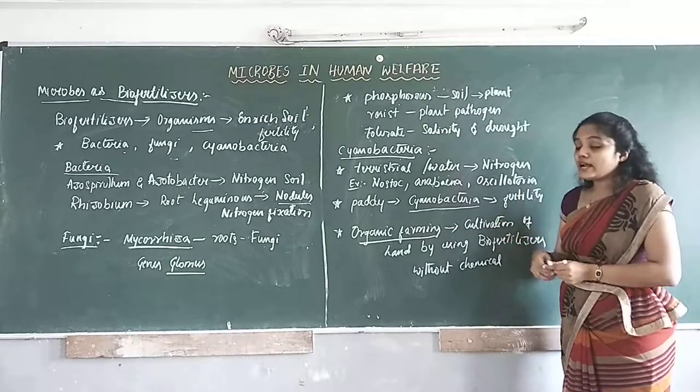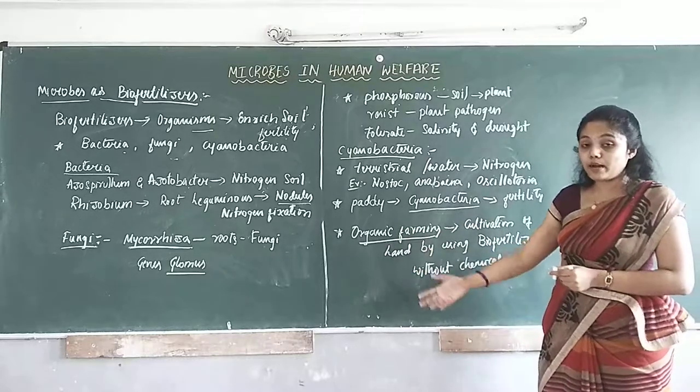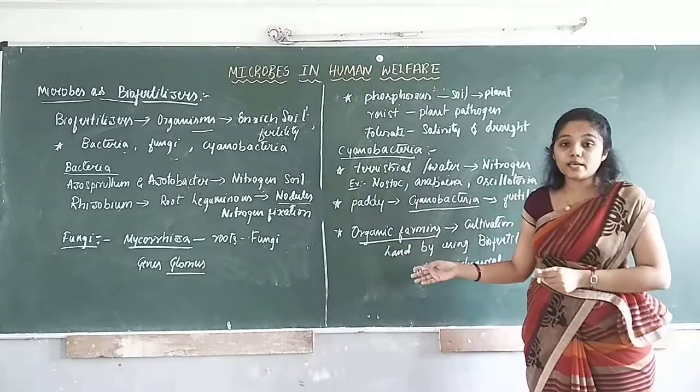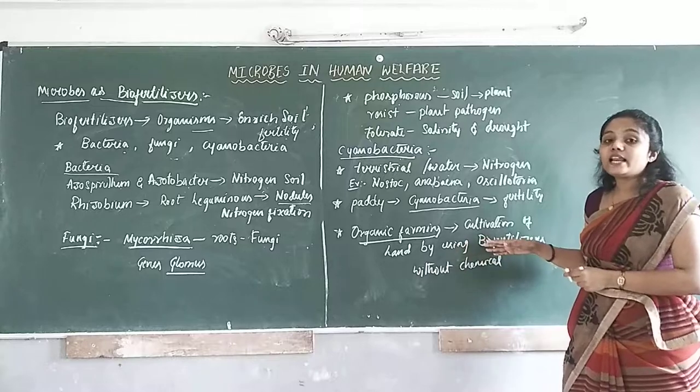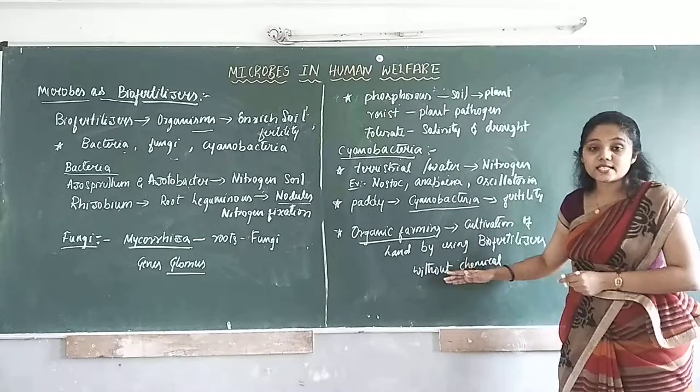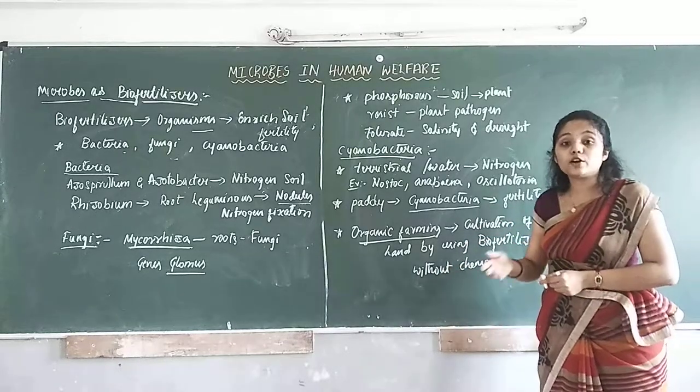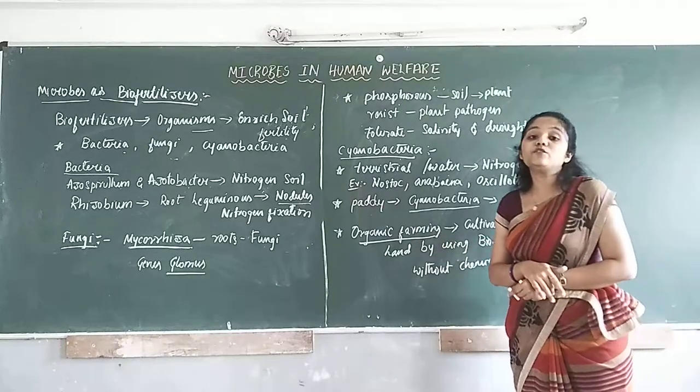Okay, so here when it comes to organic farming, the one mark definition. Organic farming is nothing but cultivating the land by using the biofertilizers without using the chemicals. We call it organic farming.